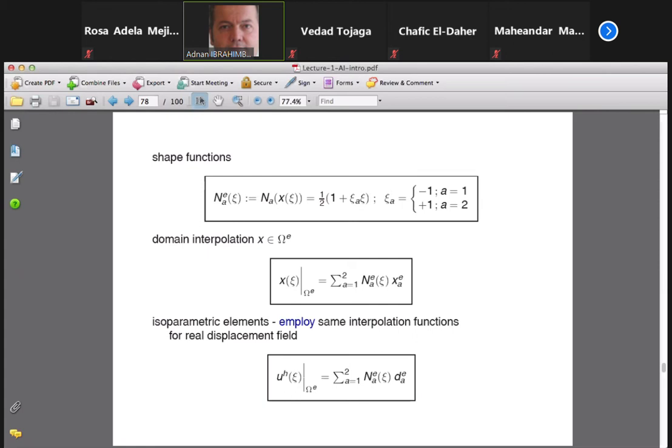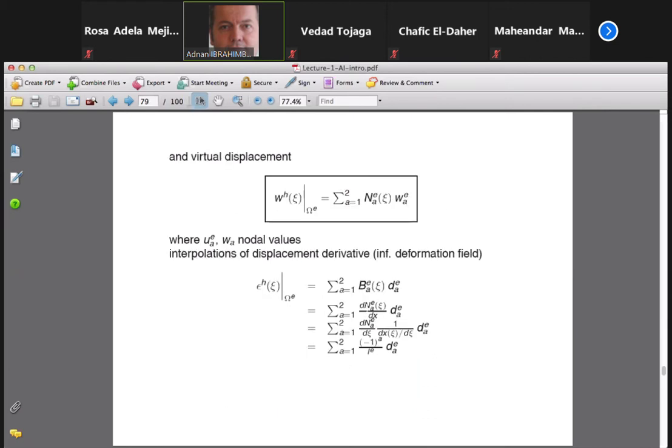Now, you take the same shape functions and you construct the displacement interpolation by using these shape functions. So that becomes N_A of xi times d_A. So the shape functions are the same. The only difference is that these are nodal values of coordinates of the truss element, and here these are the nodal values of the displacement of your truss element. If we make this choice, we are talking about isoparametric elements. They employ the same interpolation functions for, let's say, the real displacement field. And of course, you can do the same type of interpolation for the virtual displacement field.